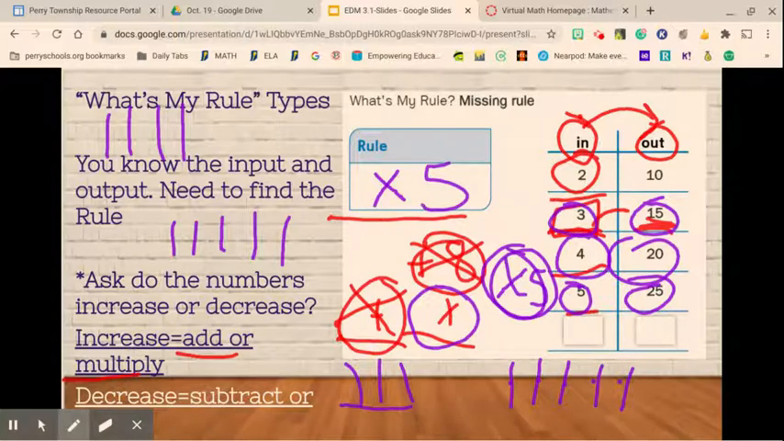I had to decide between addition and multiplication. Addition didn't work, so I tried multiplication. Now I need to make one up on my own. So this goes 2, 3, 4, 5. I'm just going to continue the pattern. 5 times 6, 5, 10, 15, 20, 25, 30. So my answer is 30. And that makes the rule complete.